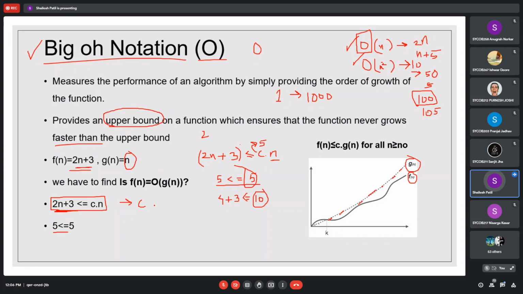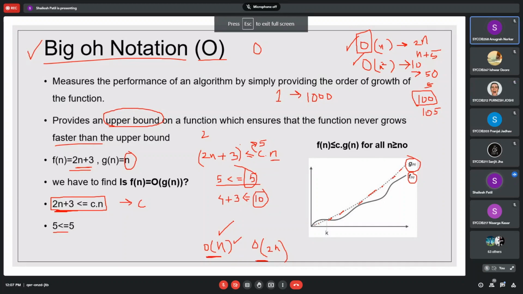So we can always say that big O of n is better than your other algorithm, such as big O of 2n or big O of n square, which is not recommended. If one program is running on O of 2n and one program is running on O of n, which are we going to prefer? We are going to prefer the O of n algorithm. Is it clear? Yes, sir. So this is big O notation.